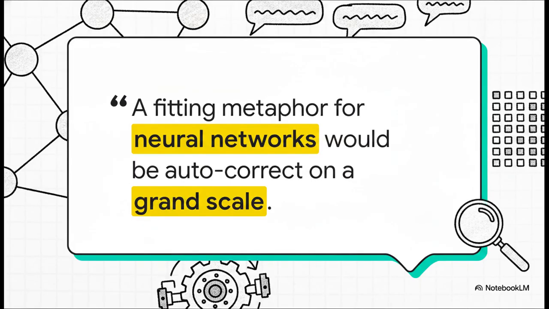If your head is spinning a little bit, let's ground this massive abstraction. A fitting metaphor for neural networks would be autocorrect on a grand scale, which relies on optimization algorithms to suit the data. That is exactly what is happening inside that black box. It's not magic, it's just a lumbering statistical engine optimizing itself over and over and over again to guess the next word or the next pixel that best fits the vast amounts of data it was trained on.